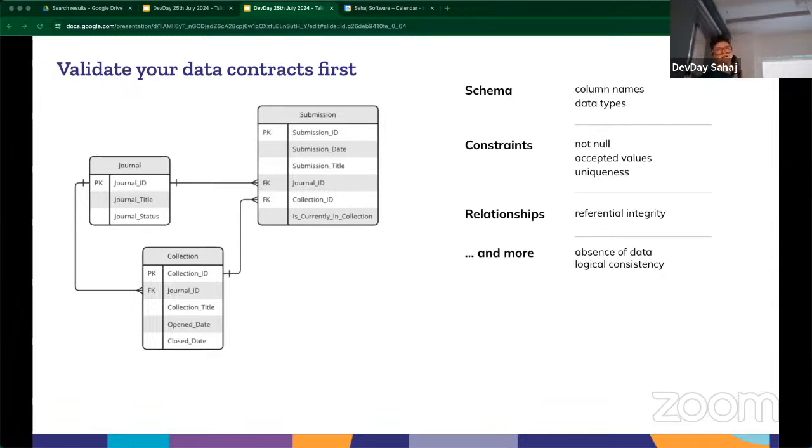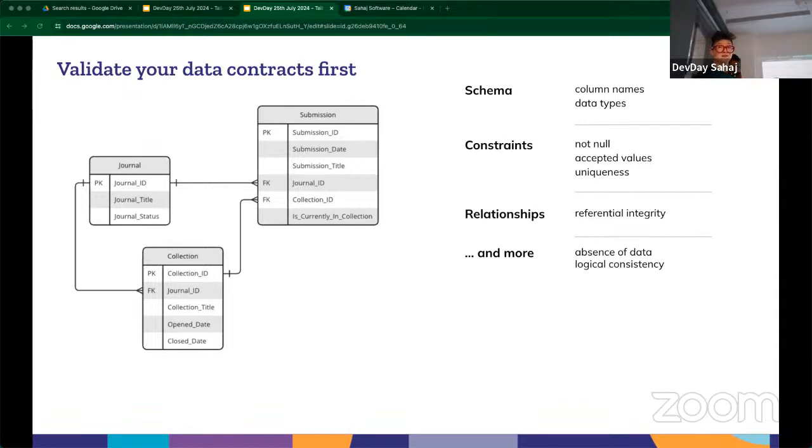Well, you start with the fundamentals, your schema. The column names and the data types, are they what you expect? You then proceed to more rigorous, more nuanced elements of the data contract, like your constraints. Do you allow for nulls? Do you have just a certain set of accepted values? Do you need to enforce uniqueness? Do you expect referential integrity?